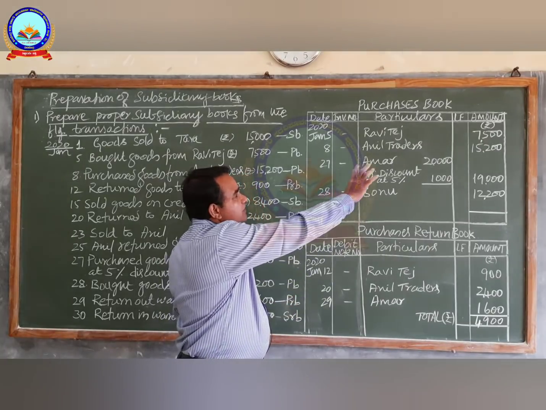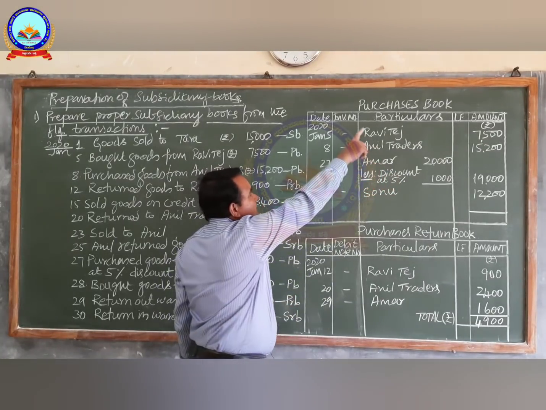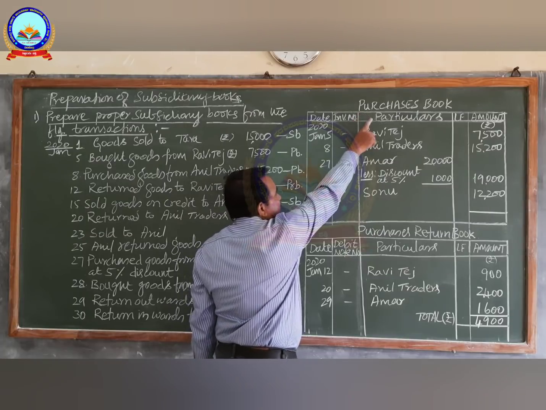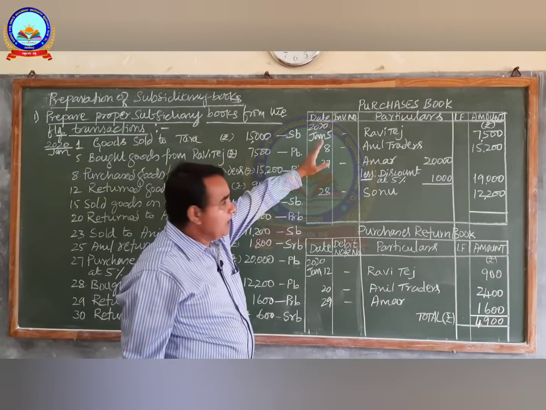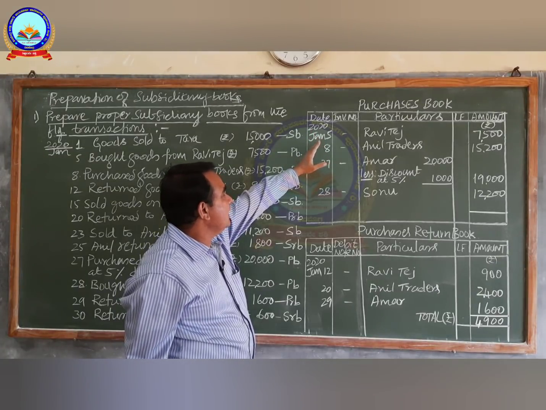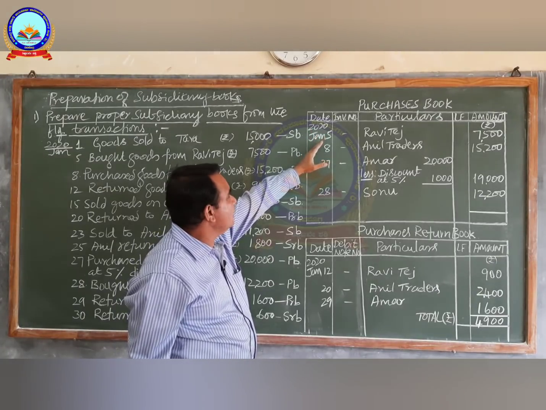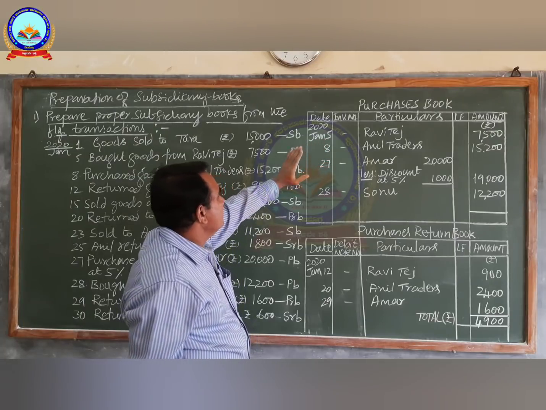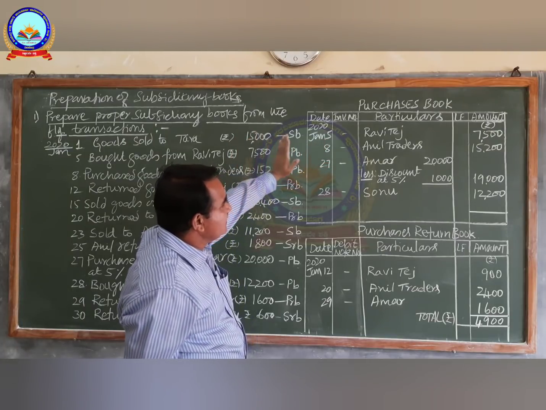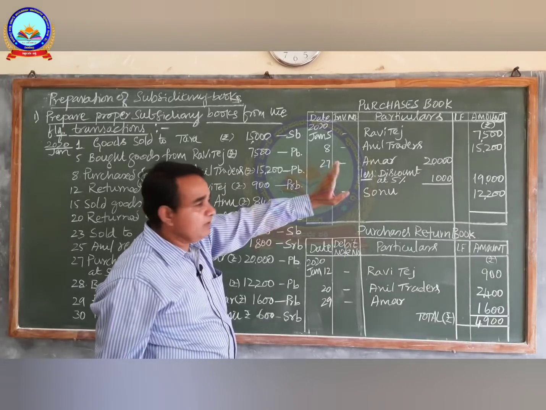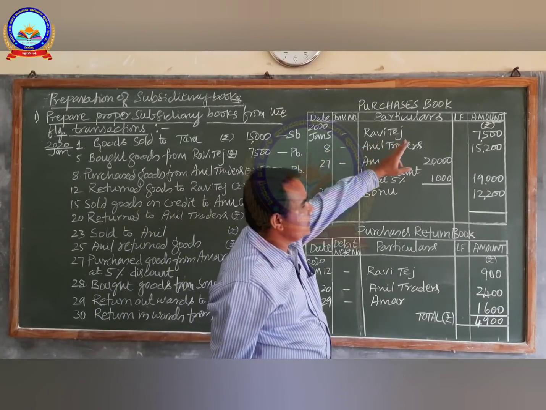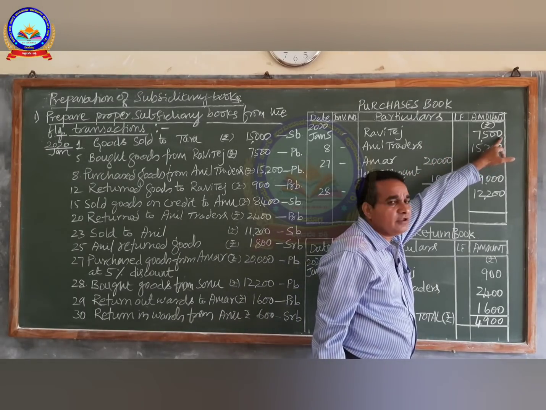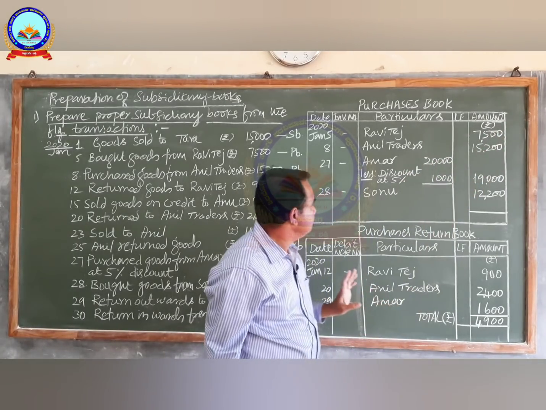Draft the layout of the purchases book. Write up the heading purchases book and follow the date column. Enter the date 2020 January 5th. Goods purchased from Ravi Tej amounted to rupees 7,500. Write up the supplier name Ravi Tej, amount rupees 7,500.